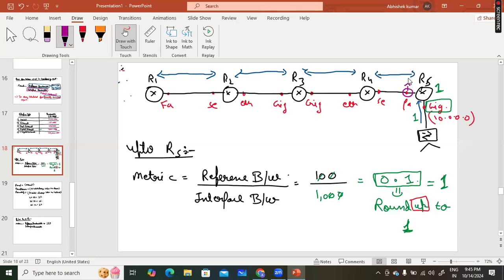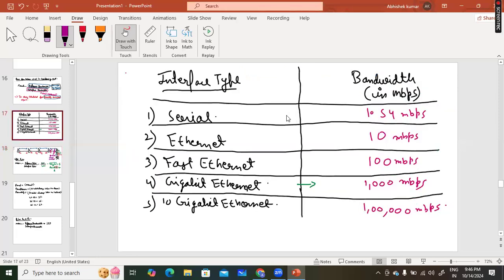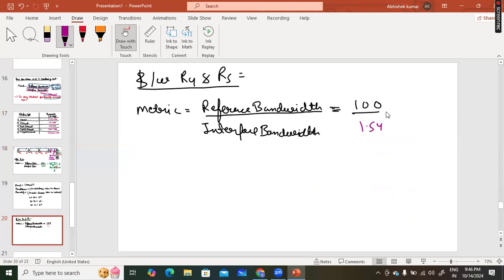This is my sending, and this is my receiving interface. Sending interface bandwidth never considers. Remember, in EIGRP we did this. Never considers. So now which one is left? It's serial. So what is the bandwidth for serial? Bandwidth for serial is 1.54. Just write down 1.54.